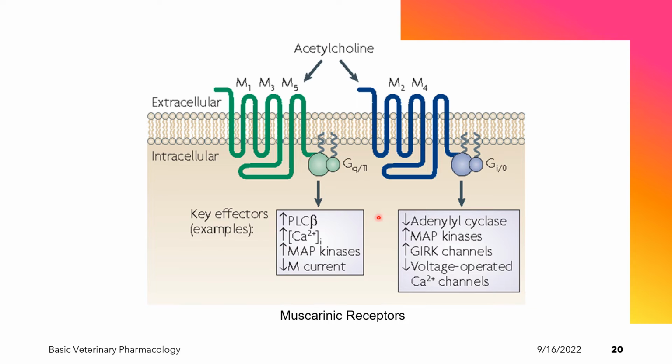We also have here the effectors, the key effectors for the muscarinic receptors. So these are chemical signals or chemical substances that are important for the production of the biological response of the acetylcholine and the muscarinic receptors.